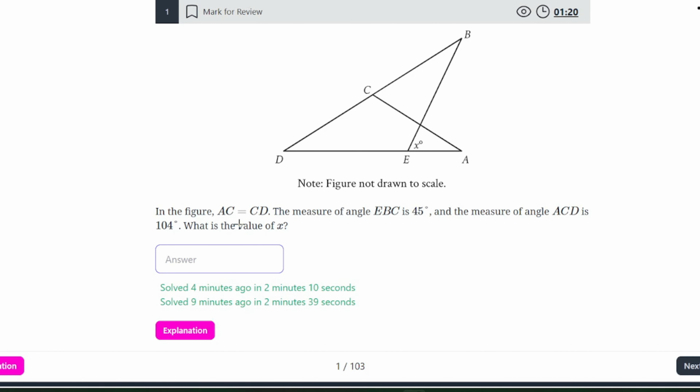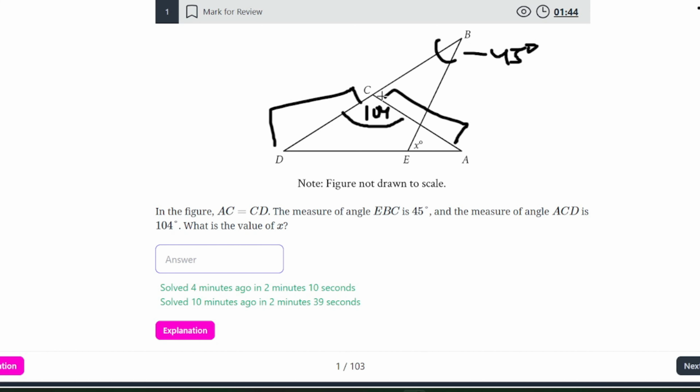Okay, so in the figure, AC is equal to CD, okay? And the measure of angle EBC is going to be 45 degrees. Now the measure of angle ACD is going to be 104 degrees. ACD, 104. Okay, and now we're trying to find the value of x.